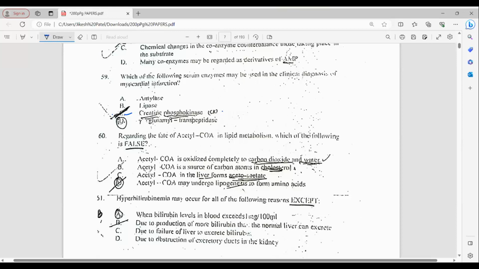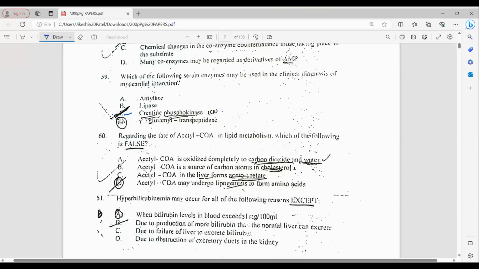Acetyl-CoA may undergo lipogenesis to form amino acids, so that statement is wrong. Lipogenesis is the formation of lipids. So if it undergoes lipogenesis, we'd expect it to be forming those lipids, not even amino acids. So I think that one is straightforward.